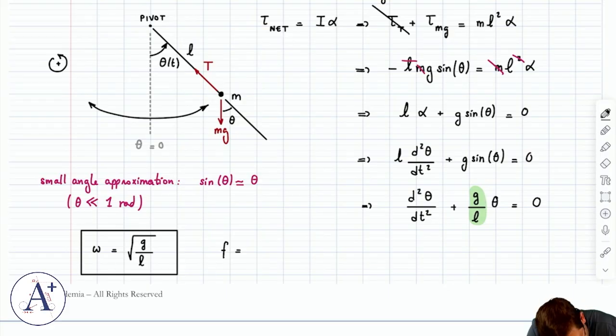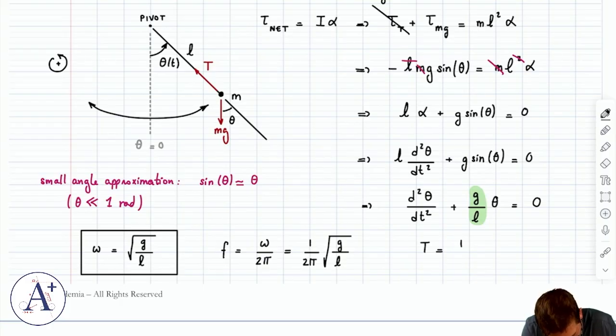Okay, so f is equal to omega over 2 pi. That's going to be 1 over 2 pi times the square root of g over L. And then T is going to be equal to 1 over f. And that's going to be 2 pi times the square root of L over g.